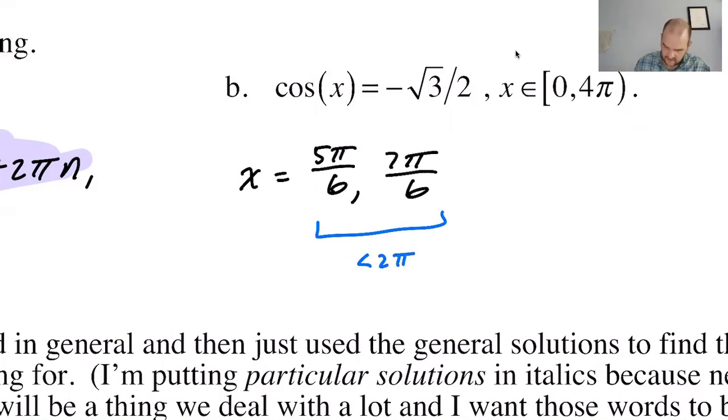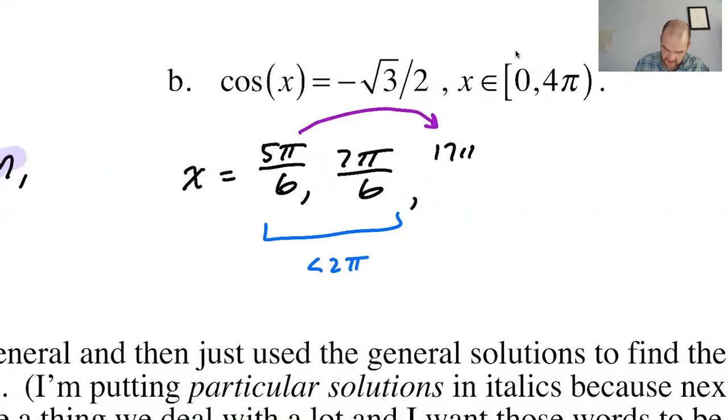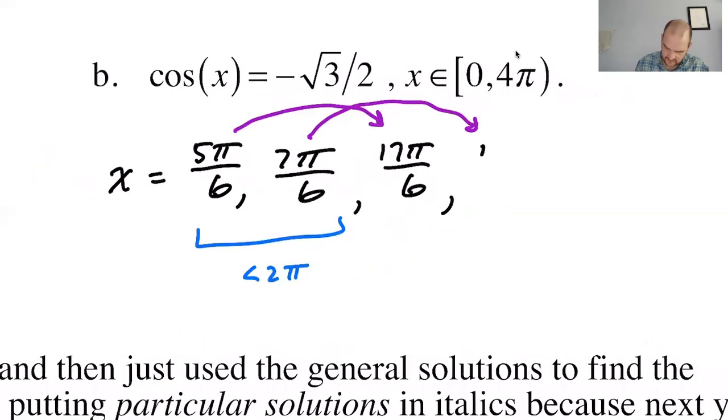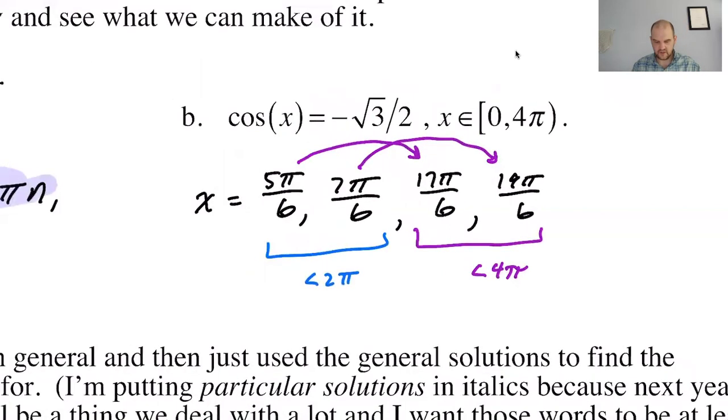Now, if I just add 2 pi to the first one, I get another angle that's coterminal, so it definitely works. If I add 2 pi, that's going to take me to 17 pi over 6. And then if I do it again to this, it's going to give me 19 pi over 6. So these answers that we just found are less than 4 pi because they're in 2 revolutions. So these are all your answers. If you were asked to solve this between 0 and 4 pi, you would say only these answers.